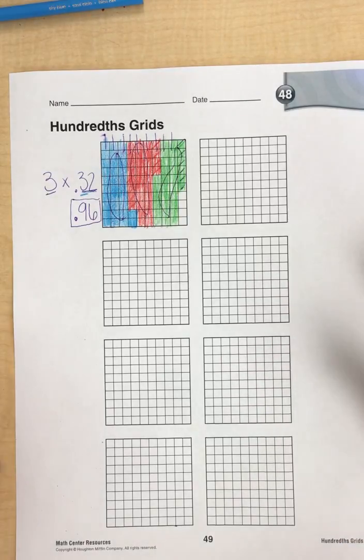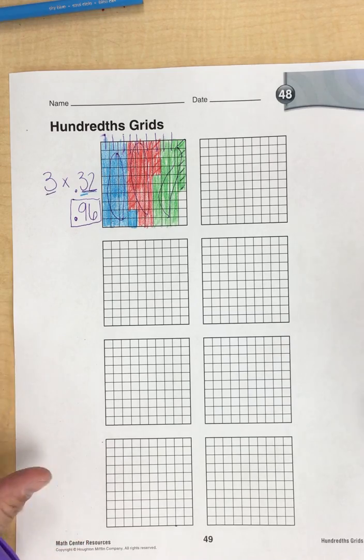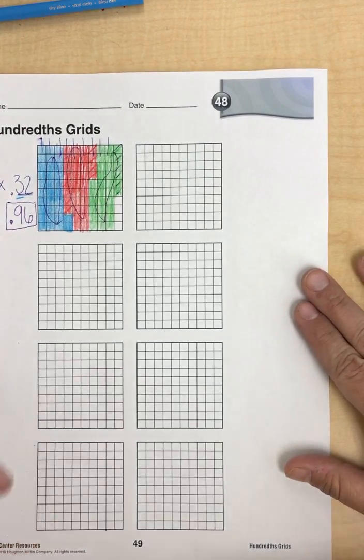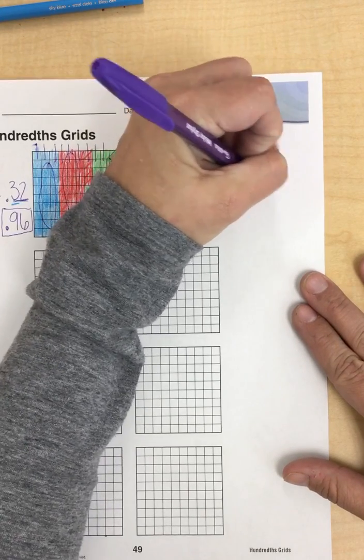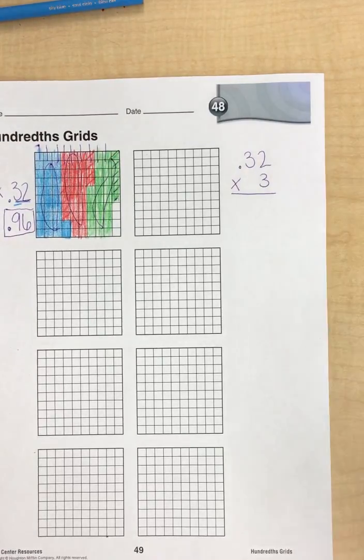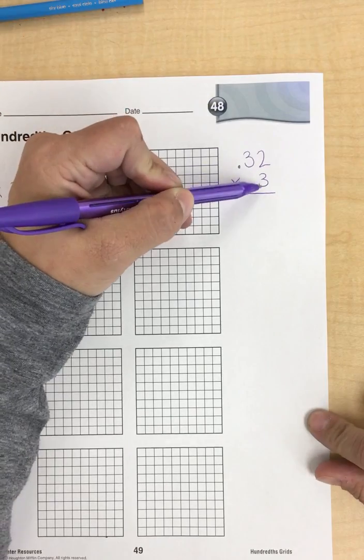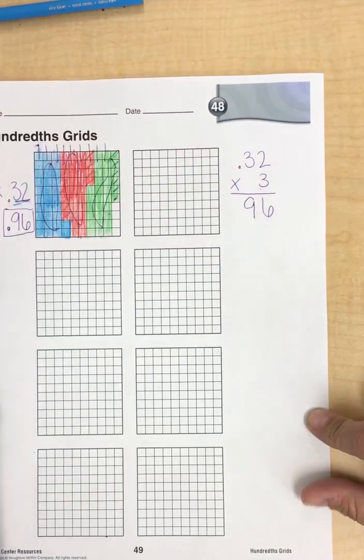Now I want my kids in my class to check their answer using the standard algorithm, or just multiplying the 2 numbers together. So I'm going to move over here, and I'm going to take my 32 hundredths, I'm going to multiply it times 3. 32 hundredths times 3. Now when I'm using the standard algorithm to multiply with decimals, my first step is just to multiply like the decimal isn't even there. Just pretend it's not there and multiply like normal. So 3 times 2 is 6, and 3 times 3 is 9.